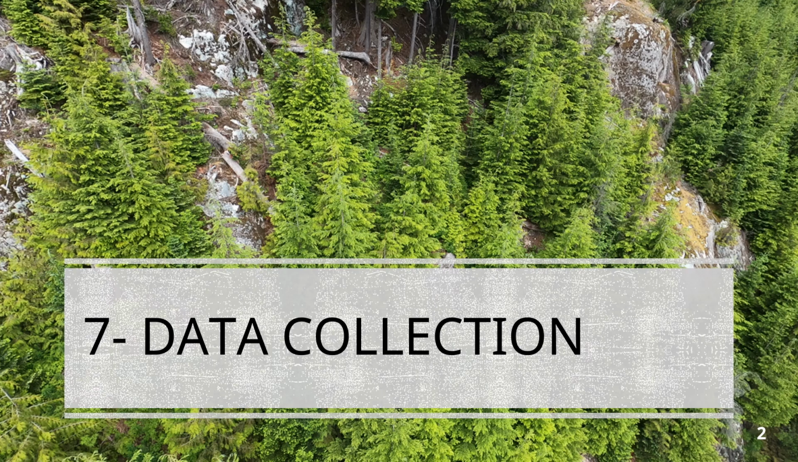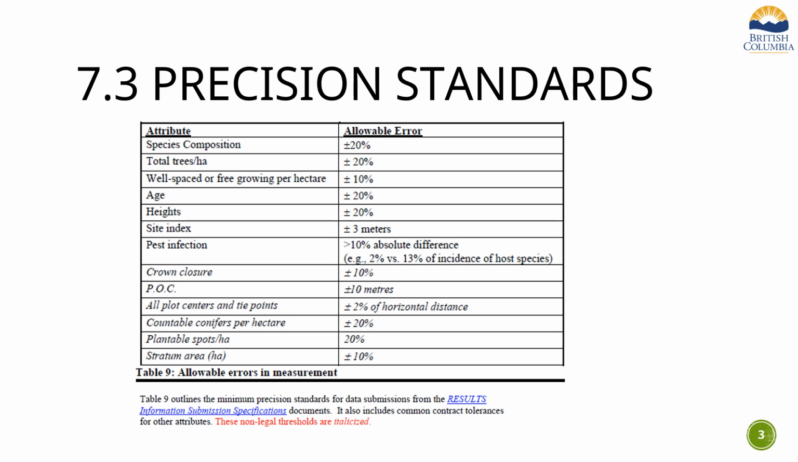All right, let's begin. Section 7, Data Collection. Table 9 on page 79 outlines precision standards and allowable errors. I simply italicized some of the data elements to indicate that they were non-legal thresholds. So the italicized attributes are not included in the results information submission specifications precision standards.